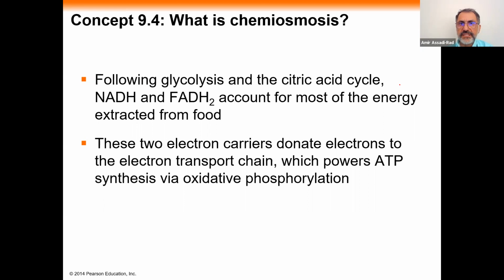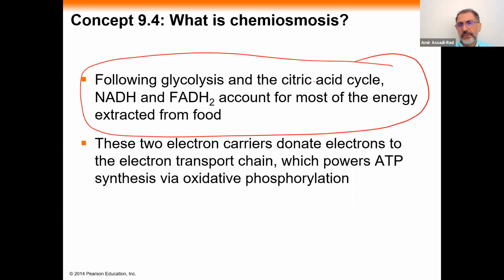Following glycolysis and the citric acid cycle, NADH and FADH2 account for most of the energy extracted from food. That's right. Very important sentence.